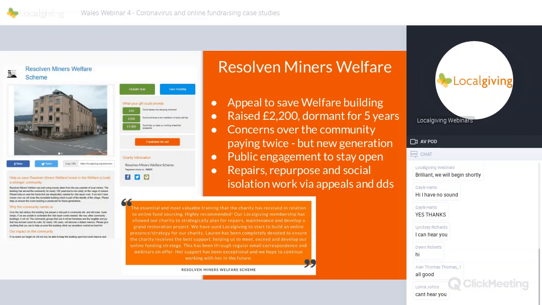And so they did an appeal to save the welfare, which essentially revamped part of the space so that they could hold some shows and have a bar and things like that, whilst they slowly do up the rest of the building and get it ready for community purposes as well. They've also done really well on the direct debit front alongside their appeal, and encourage people to support them on a monthly basis, as they always used to as well.